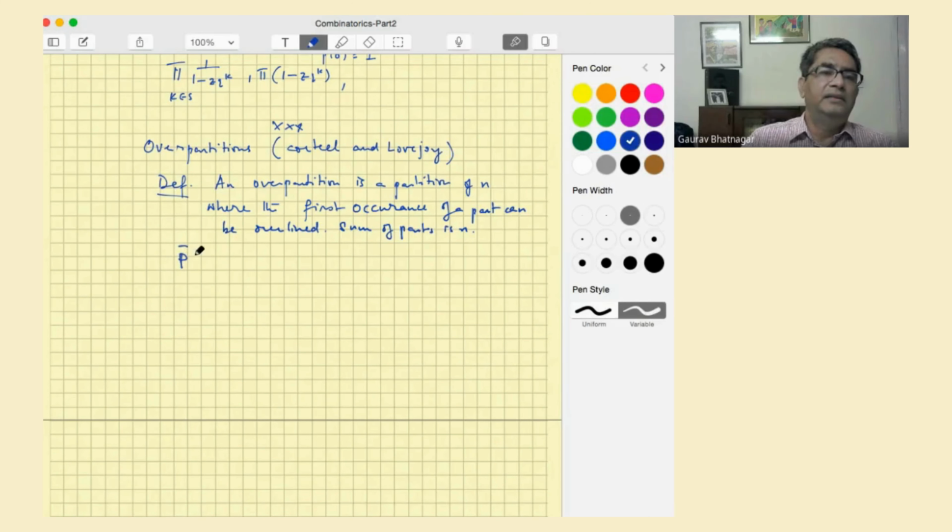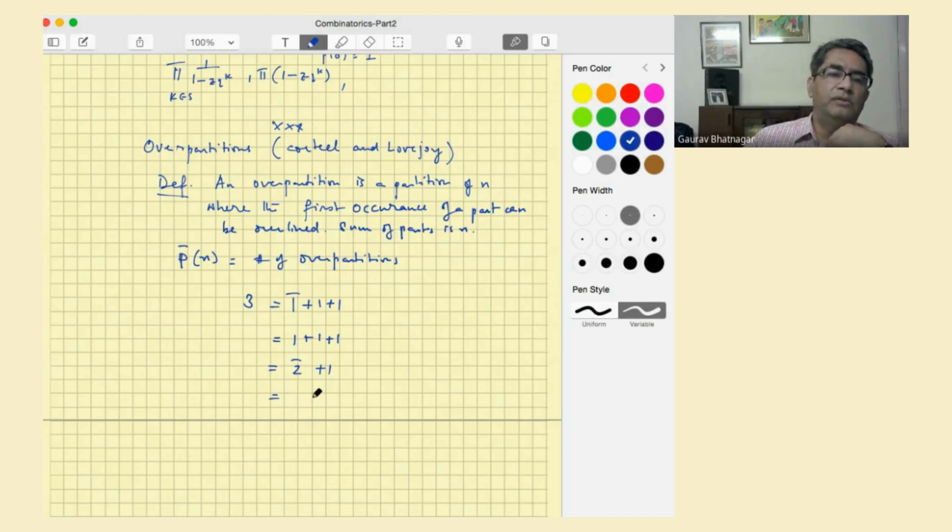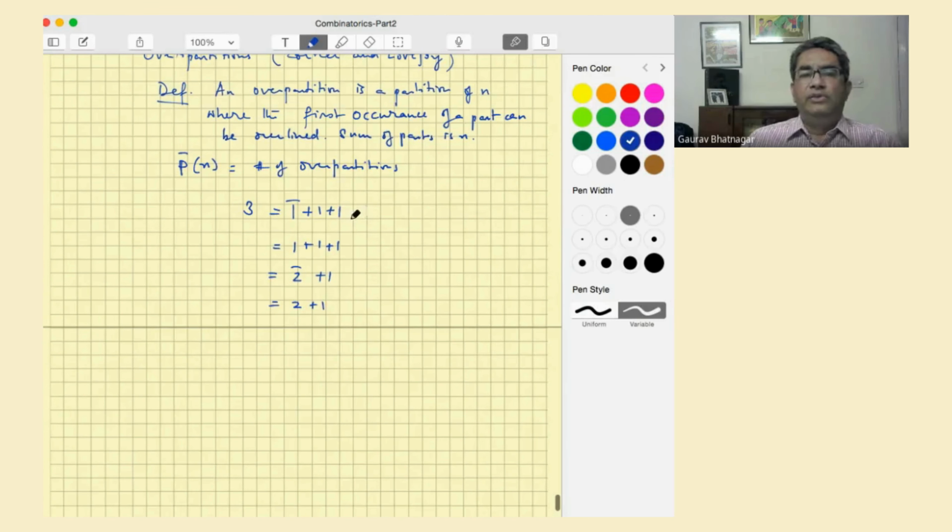We use a bar here for the number of overpartitions. For example, this is possible, you have overlined this. This is also possible. You may not do any overlining. This is also possible, and these two are considered different. You are allowed to overline the first one, and for example, this is also allowed, plus more.